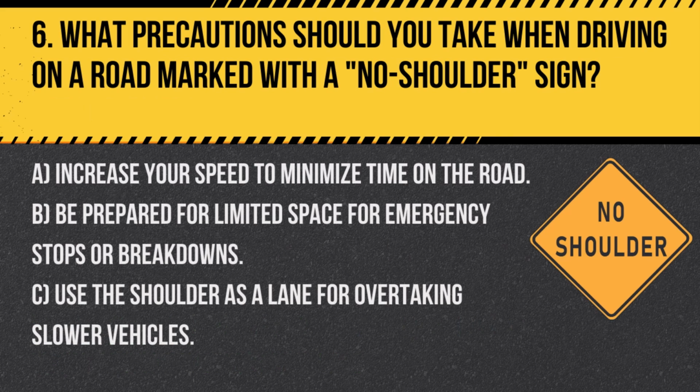Question 6. What precautions should you take when driving on a road marked with a no shoulder sign? A. Increase your speed to minimize time on the road. B. Be prepared for limited space for emergency stops or breakdowns. C. Use the shoulder as a lane for overtaking slower vehicles.